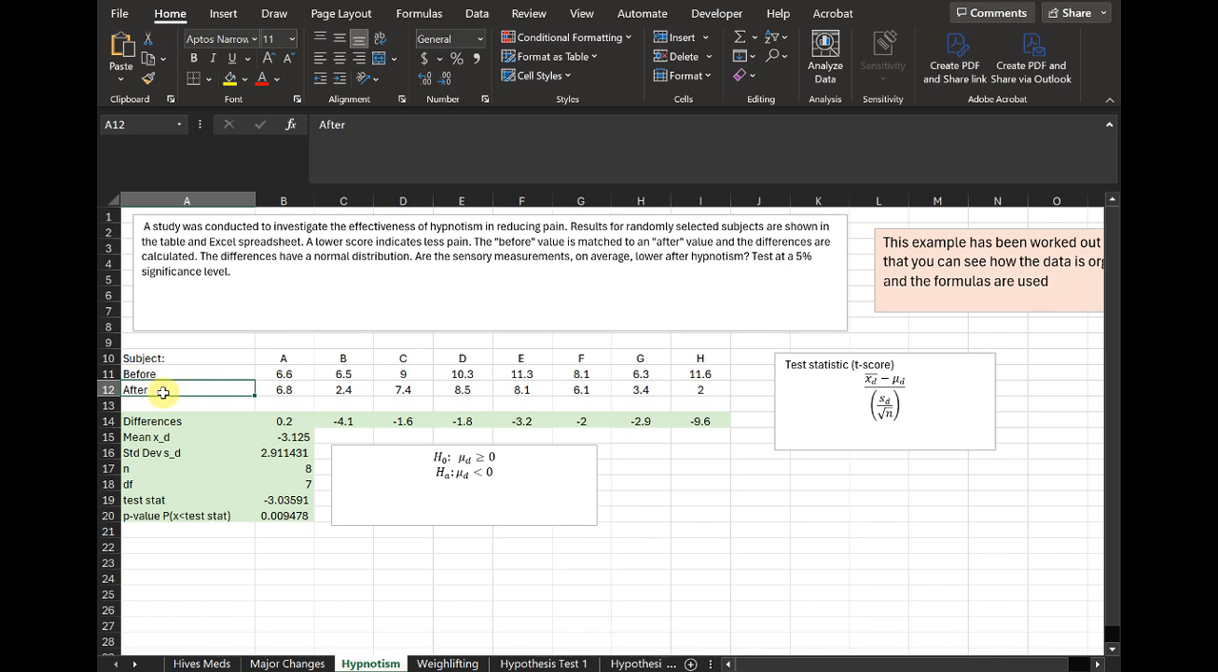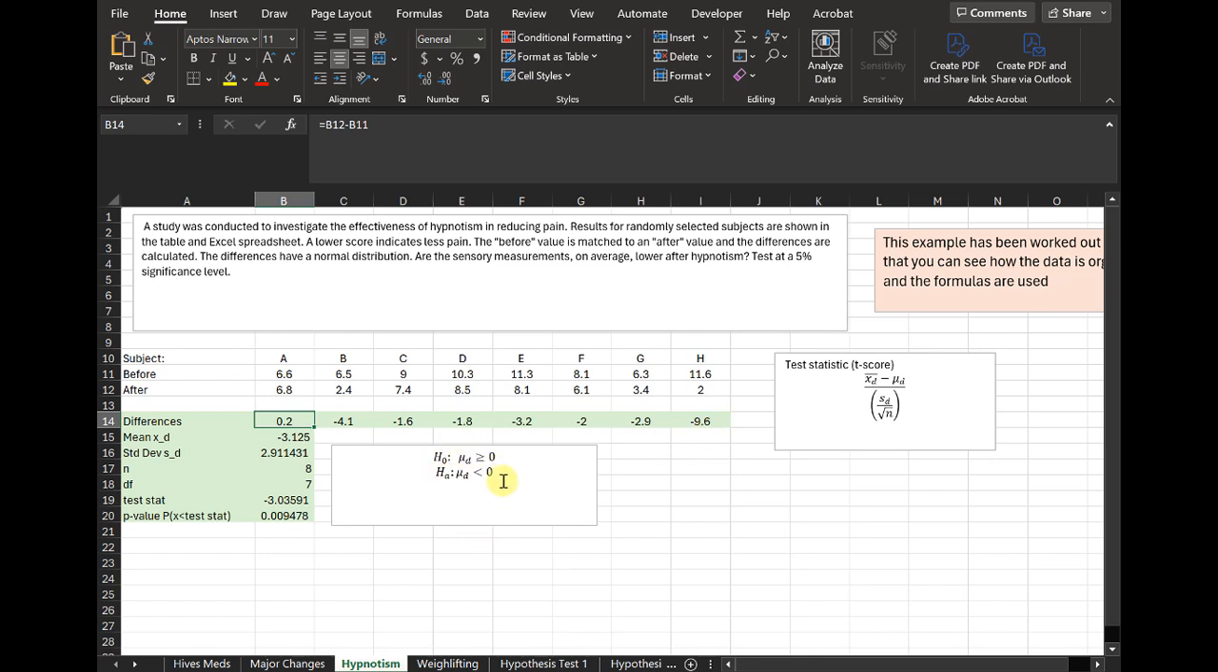So that being said, once you have that, then you calculate some differences. So you can see I have my differences calculated here. And if you just click on the formulas here, I set this one up for you. So I'm taking the after minus the before. And what we're interested in is did the pain go down? So we're interested in, are the differences negative on the whole?